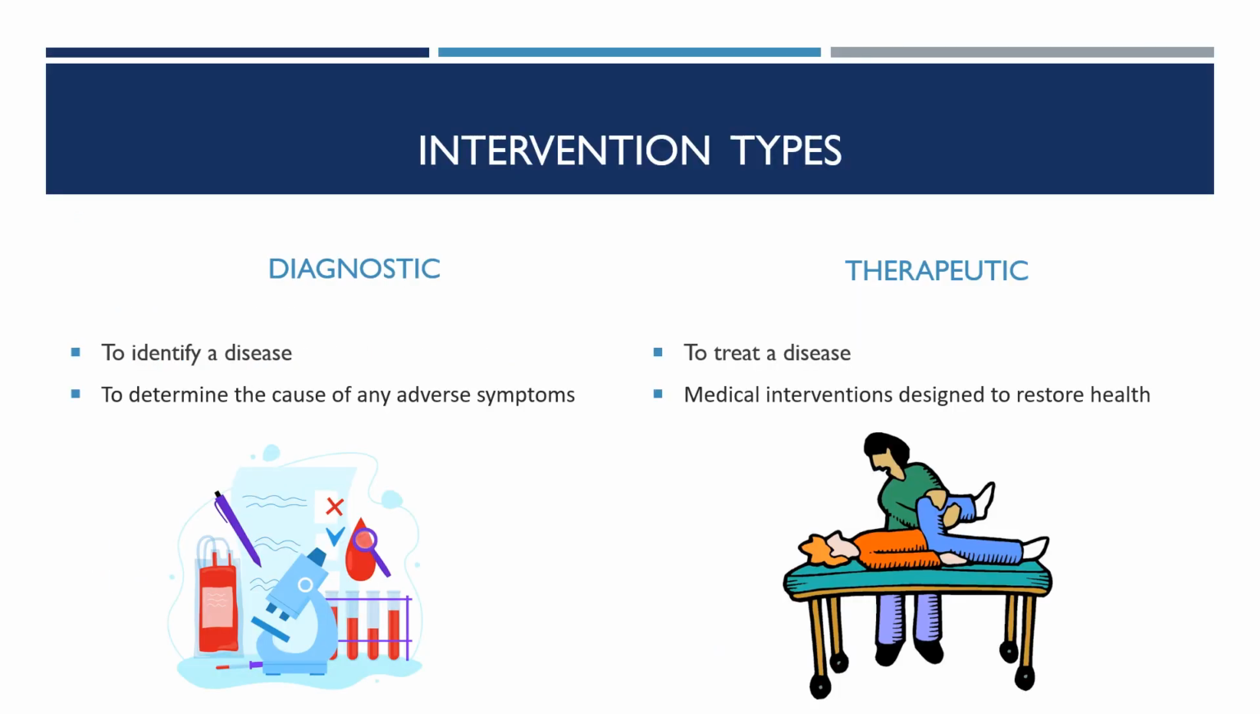Next one is intervention types. You have to check if the procedure was done for a diagnostic or a therapeutic purpose. A diagnostic procedure is usually to identify a disease, for example to know the cause of a symptom, and therapeutic is usually to treat a disease. So once you identify the problem with a diagnostic procedure, you will go on to a therapeutic procedure to treat the disease.